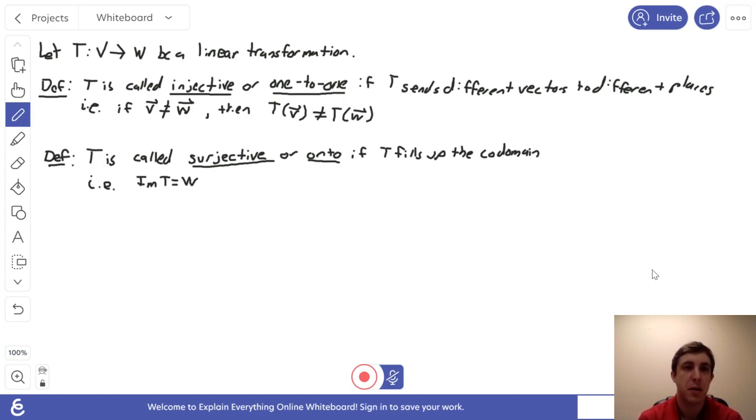In following videos, we'll talk about how to actually test if a given linear transformation is injective and or surjective.